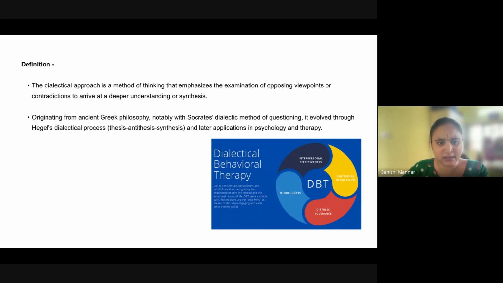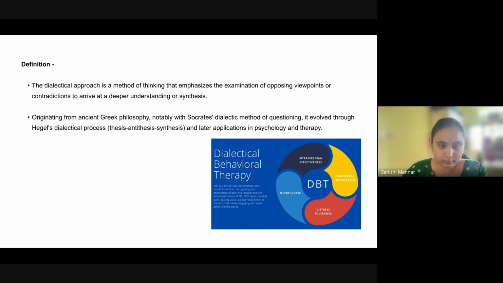This method has, I would say, strong philosophical roots in the work of Socrates, who used dialogues to explore ideas. And also we have Hegel, who proposed the idea of thesis, antithesis and synthesis. And now coming to Marx, he's the one who applied dialectical thinking to both social and economic theories.